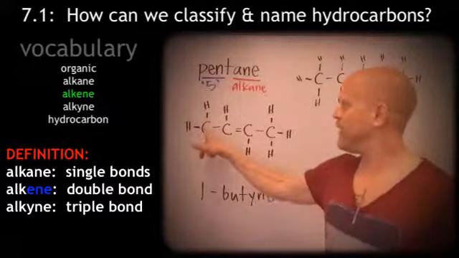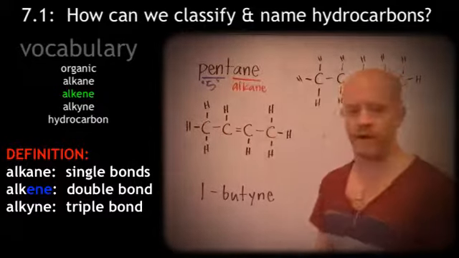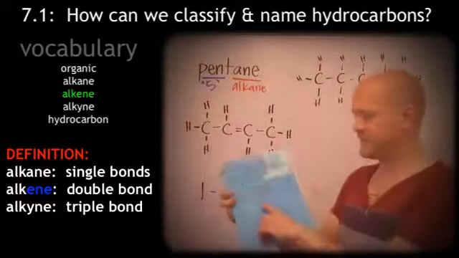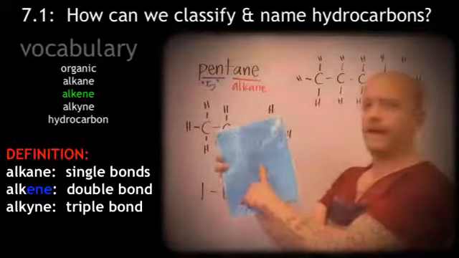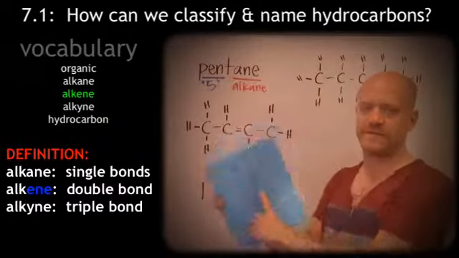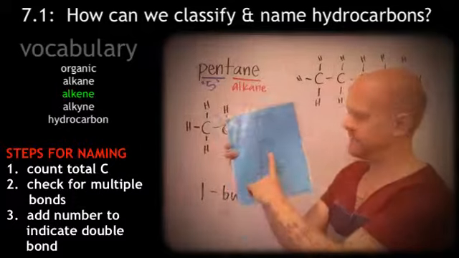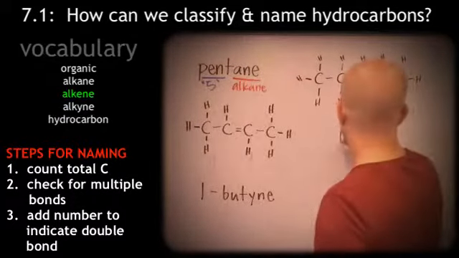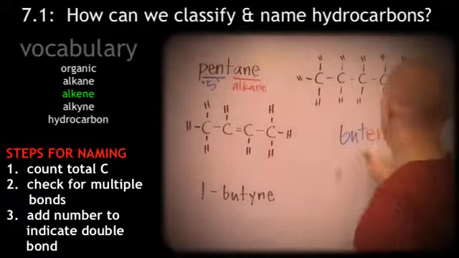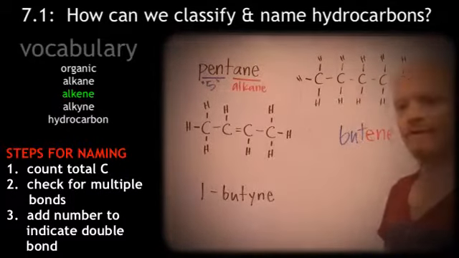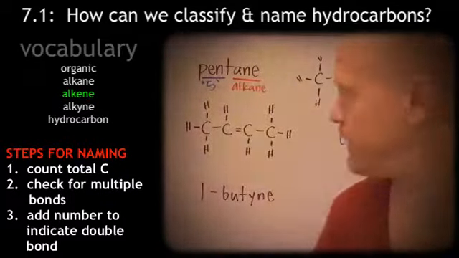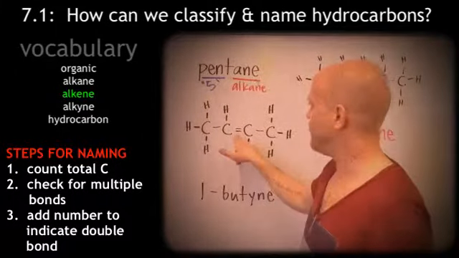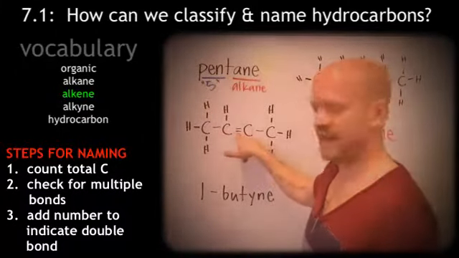Now, we're going to count 1, 2, 3, 4 carbons. We're going to consult table P, and that says "but-". It doesn't say "but"; "but" has 2 T's. This is "but-". So it is butene.